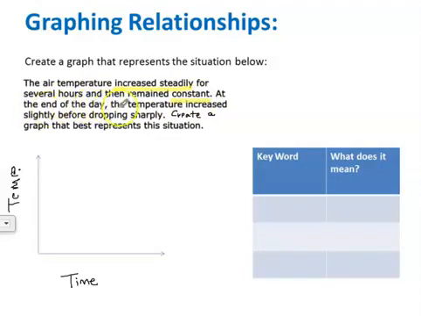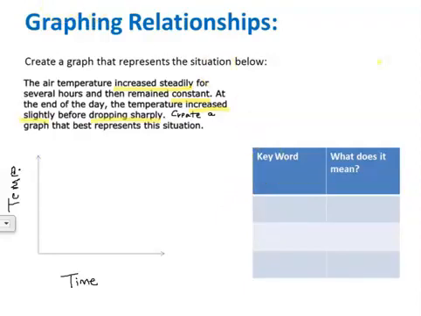At the end of the day, the temperature increased, that's another keyword telling us what it does, slightly before dropping sharply. Okay, so let's now decide what these key words mean so that we can graph this relationship. So what was our first key word that we can use to help us graph this situation? So we have highlighted increase steadily.